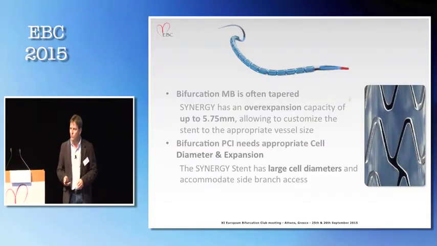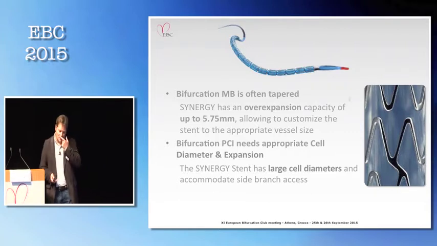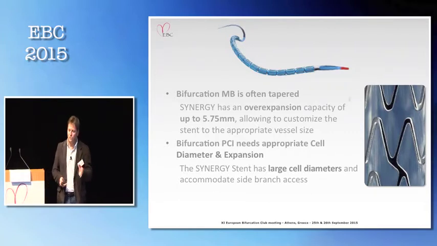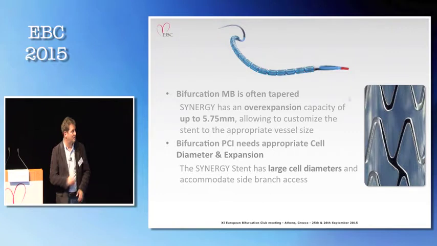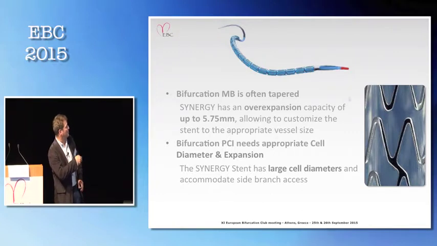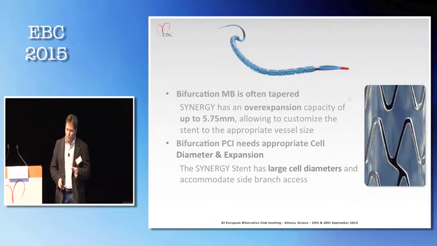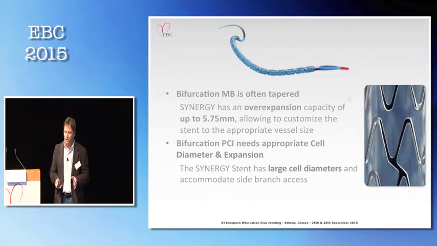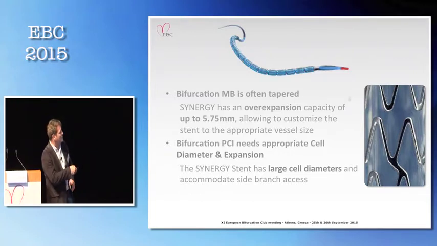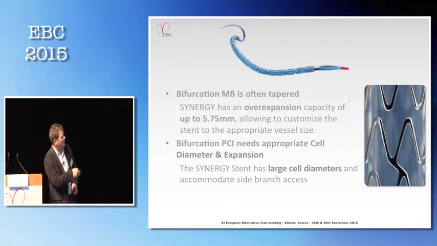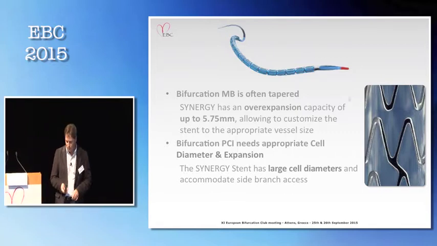So, just to conclude and start the session, the bifurcation main branch is often tapered. So it's nice to have a stent which is capable of making a big hole in the side. Also, to have the capacity of being conical. And also, bifurcation PCI needs appropriate cell diameter, again, to make a hole for the side branch.